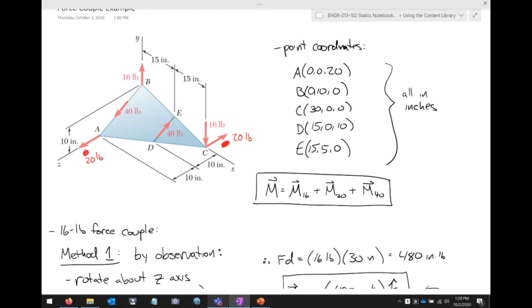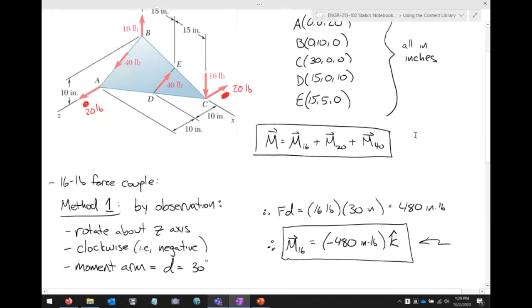You tell me, do you think it would be easier to do the R cross F, or do you think it would be easier to just look at it and see what the answer is? To me, I'd use method 1 because I think you can look at it because the forces are flat. In fact, given what we did with method 1, I'm going to challenge the class right now. I want you to look at this 20-pound force couple, and I want somebody to tell me what vector it is by just looking at it. What is M20 equal to?